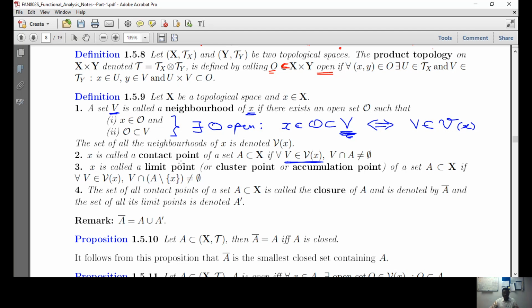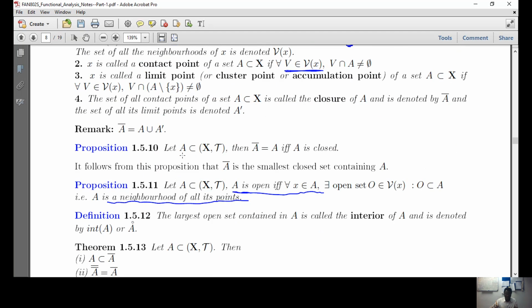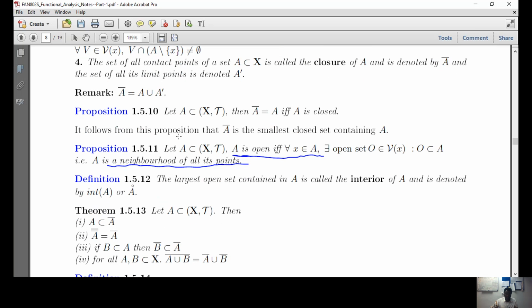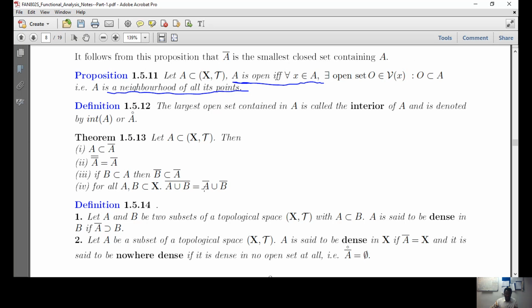Okay, contact point, limit point, I will not define that. You already know from real analysis, but it was defined in terms of the neighborhood of R, with the topology of R, which are open intervals. That's how we define them. But here it is a more general definition, so I will not go into all those restrictions. And you have other definitions here, right?